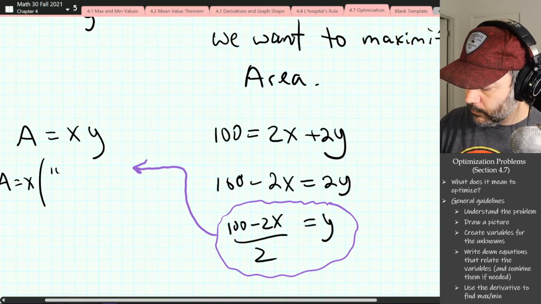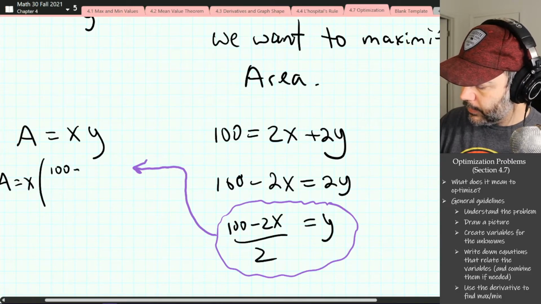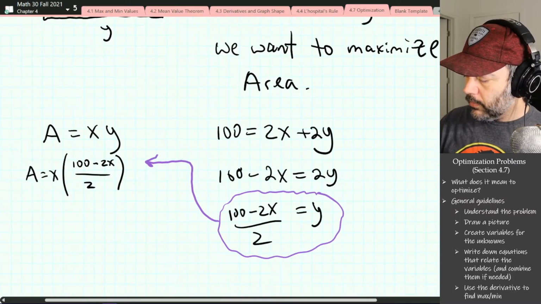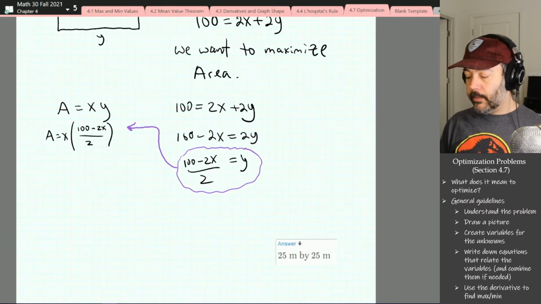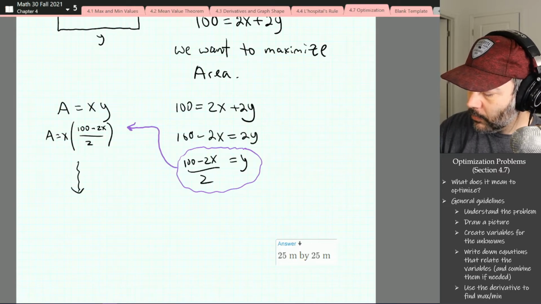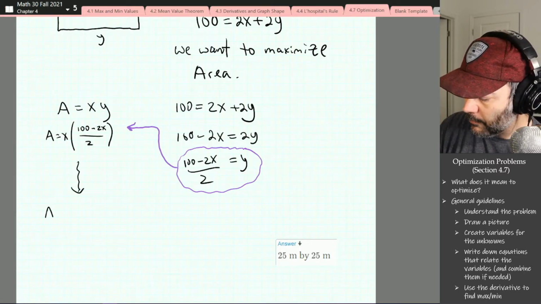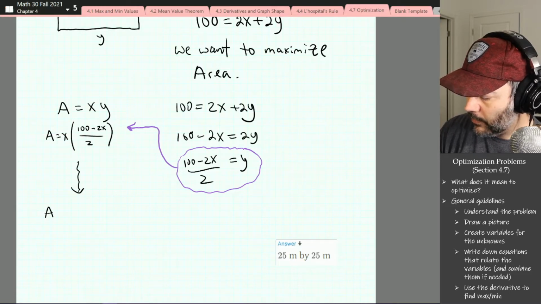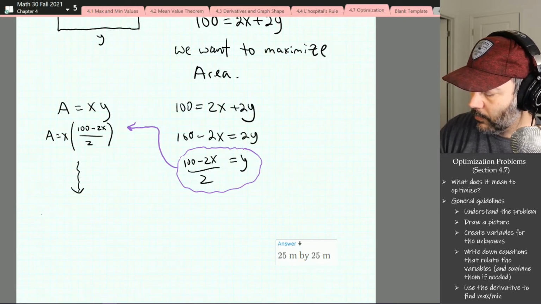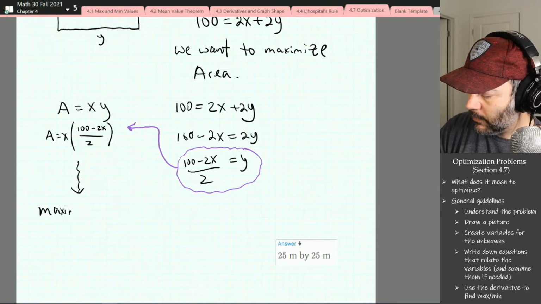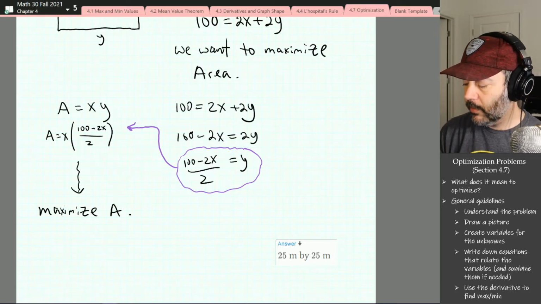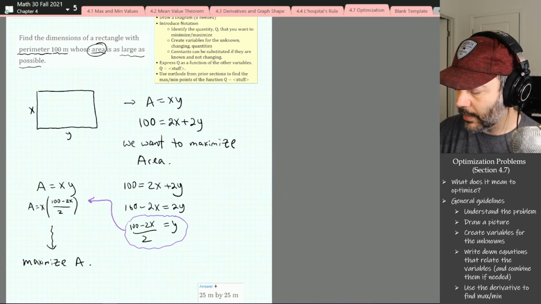So this is y is 100 minus 2x all over 2, and I'm going to leave it there. You would just need to maximize A. So find A prime, set it equal to 0, solve for the zeros, and check that it's a maximum.